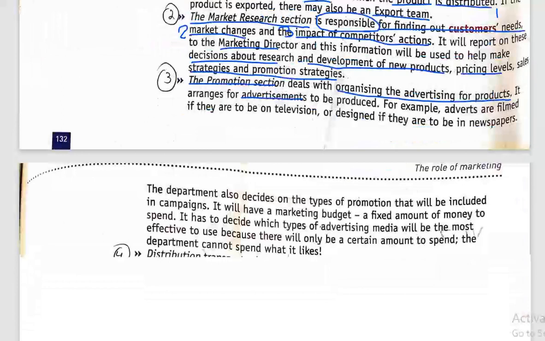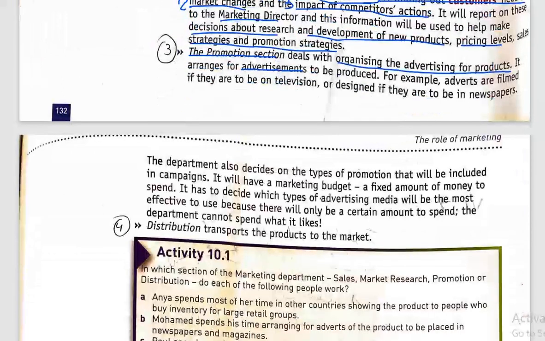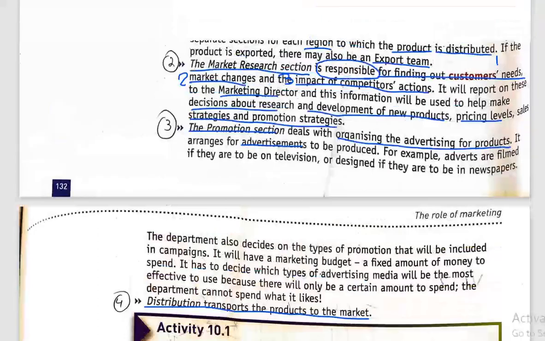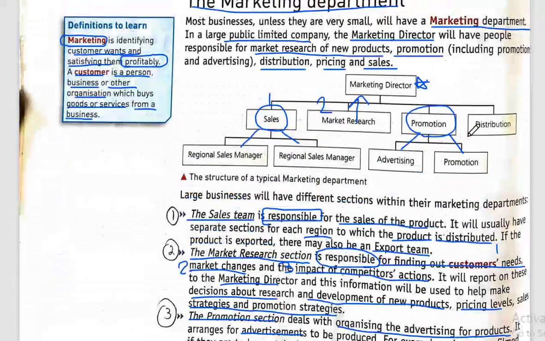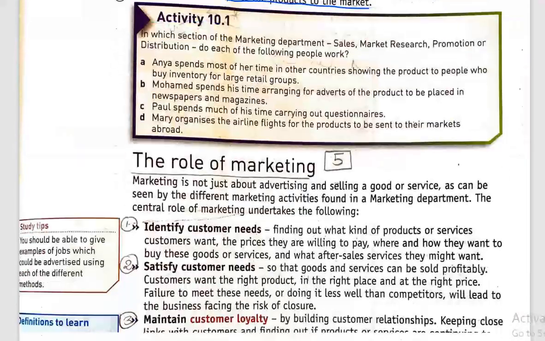And also here we have distribution. The distribution transports the product to the market, how I'm going to, let's say, deliver the product to the market itself, how this product is going to be available for the customers, what are the ways that I will be distributing the product in order to make it available for the customers.